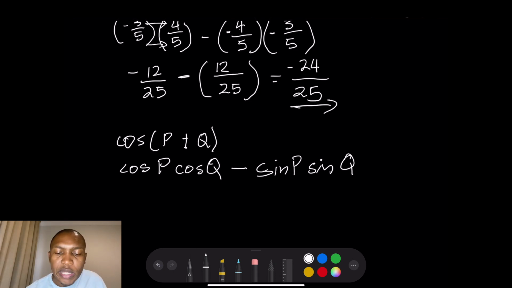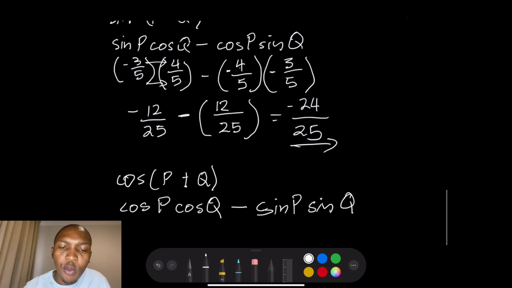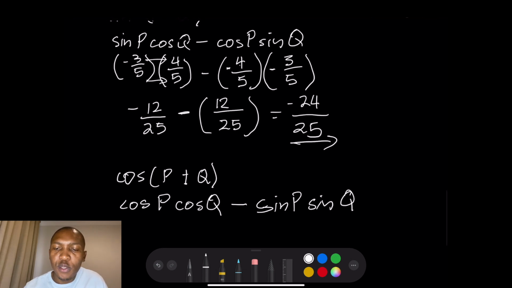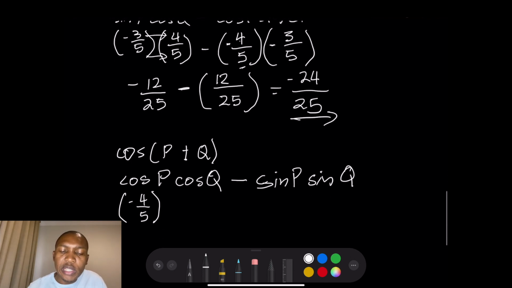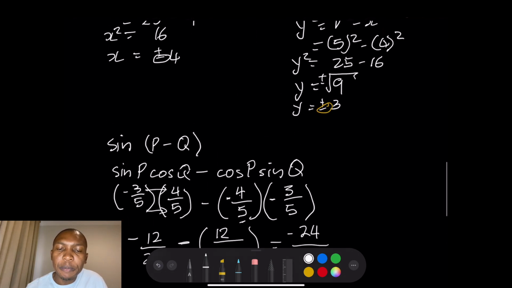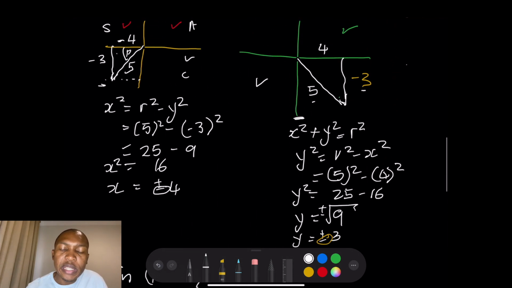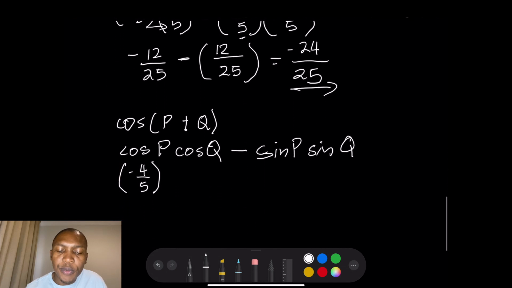All right, so once again, for P, that's our first. I'm just going to steal the values from there. Cos of P, we found minus 4 over 5. I'm sure you're getting the hang of this. Remember that cos is x over r. So at P, which is this angle over here, x is minus 4 and r is 5. So that's going to be minus 4 over 5.